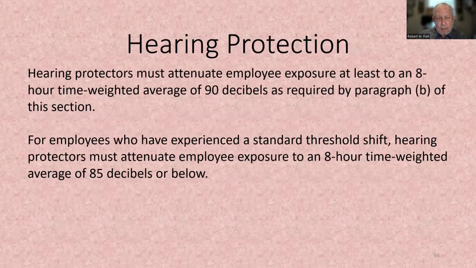You're good. Hearing protectors must attenuate employee exposure to at least an 8-hour time-weighted average of 90 decibels as required by paragraph B of this section. For employees who have experienced a standard threshold shift, hearing protectors must attenuate employee exposure to an 8-hour time-weighted average of 85 decibels or below. That's why you need to figure this out. So if you had a standard threshold shift, they may need better hearing protection.